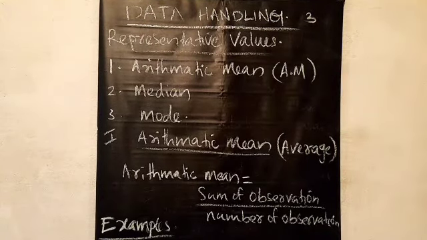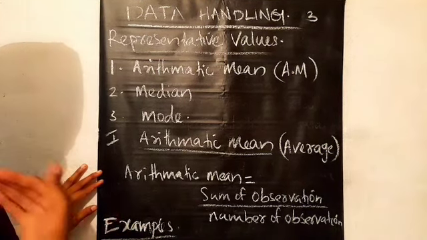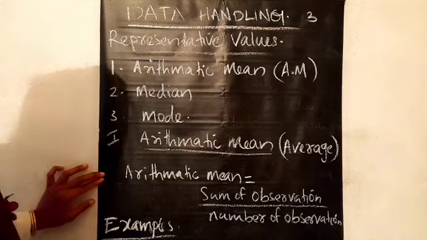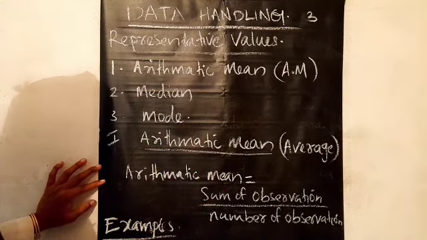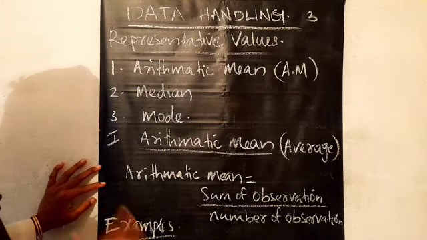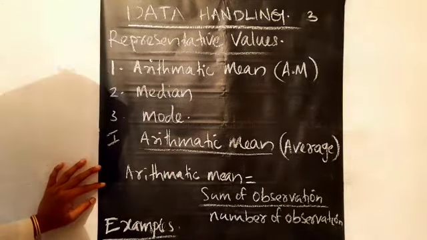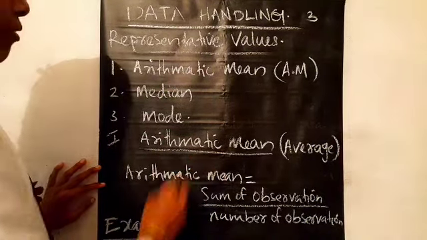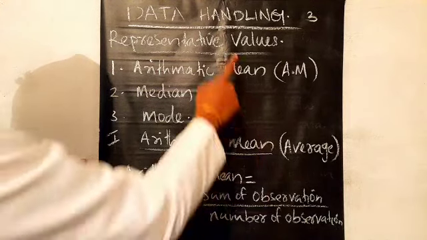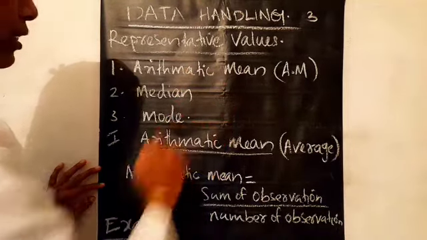Students, next we are discussing representative values. We have to represent the collected information on different bases. We discussed that one. These are the mathematical ways of representing data handling, or the collection of data. What are the ways of representing the data?